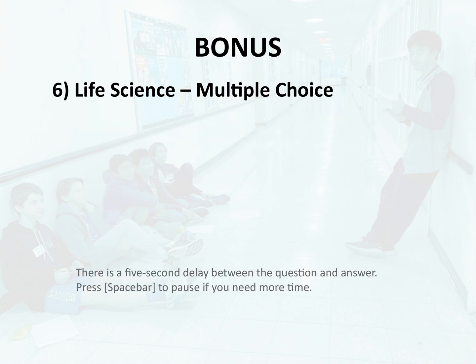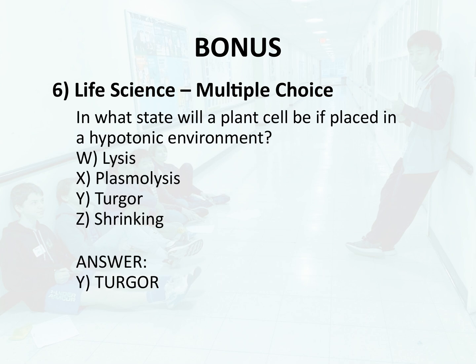Bonus 6. Life science, multiple choice. In what state will a plant cell be if placed in a hypotonic environment? W. Lysis. X. Plasmolysis. Y. Turgor. Z. Shrinking. Answer. Y. Turgor.